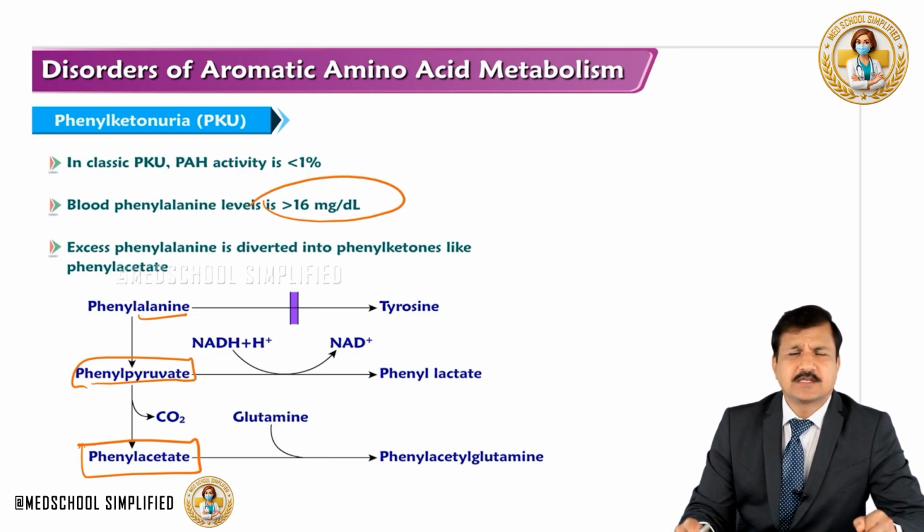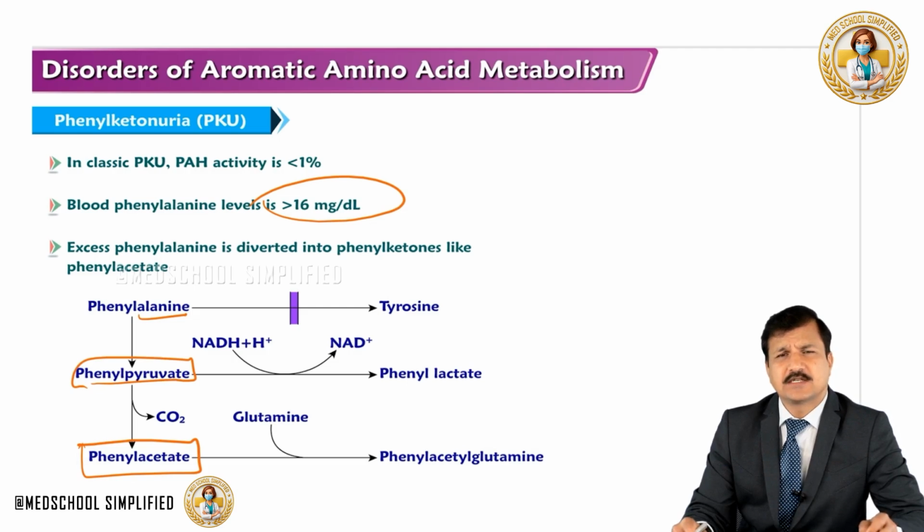Phenyl pyruvate can be converted to phenyl lactate, and phenyl acetate might further bind with glutamine, becoming phenyl acetyl glutamine, and can also be found in the urine.